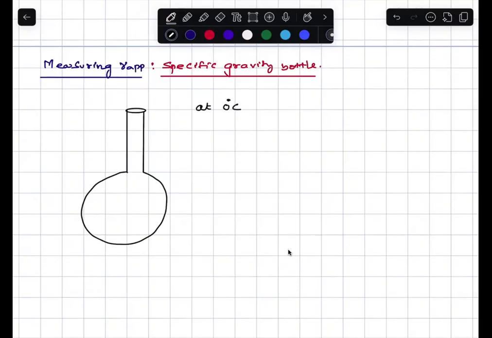Right. Now what I am doing is, at 0 degrees centigrade, I will fill some liquid. I am writing W1 as mass of the empty specific gravity bottle. When I say bottle, the bottle includes the bore, the cork.